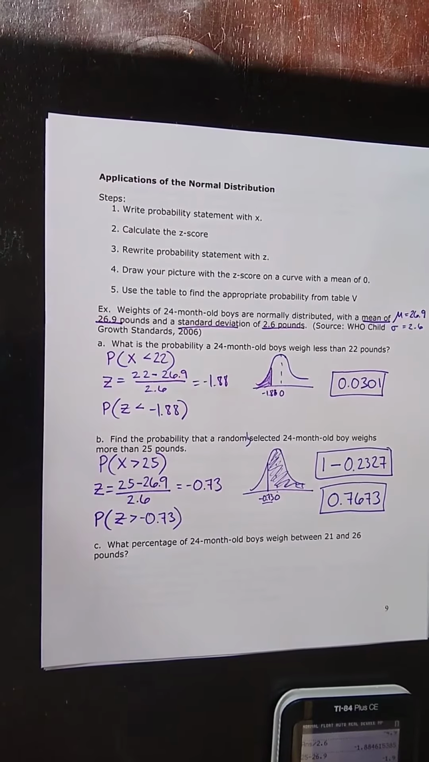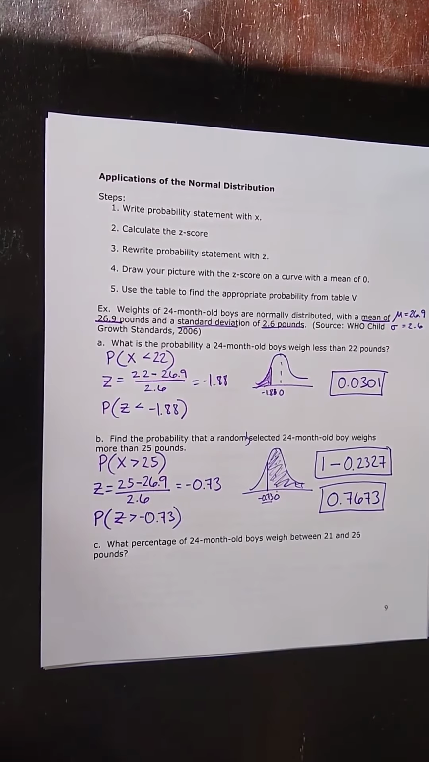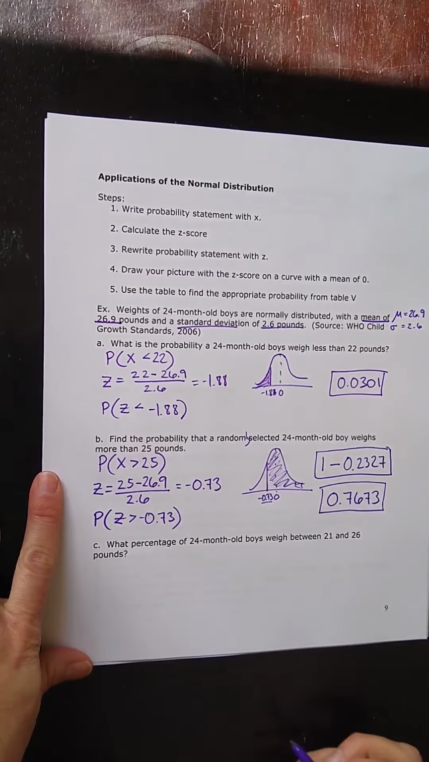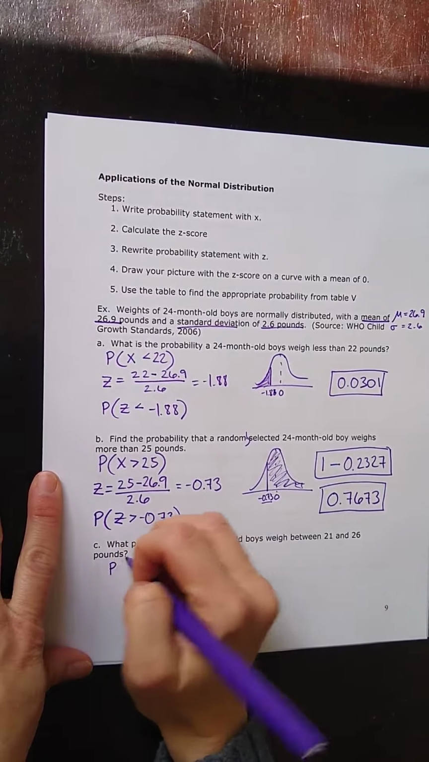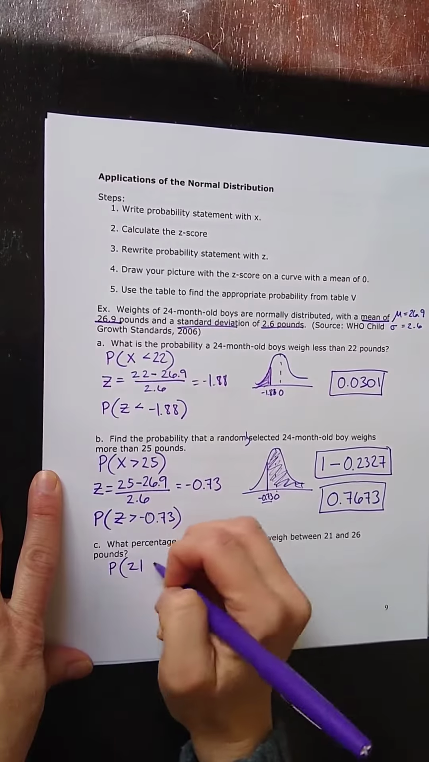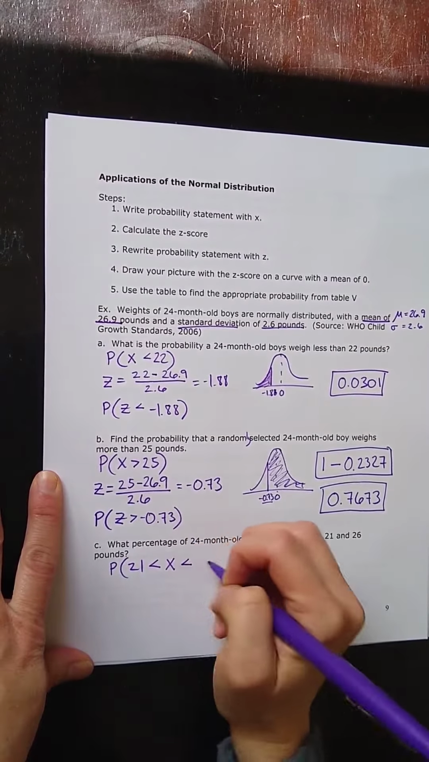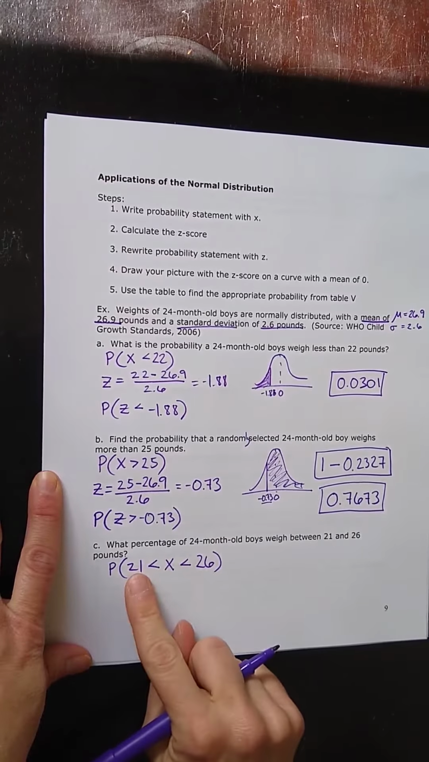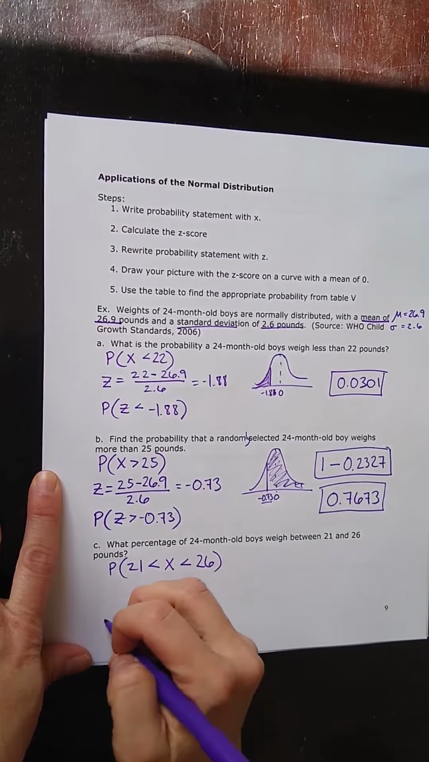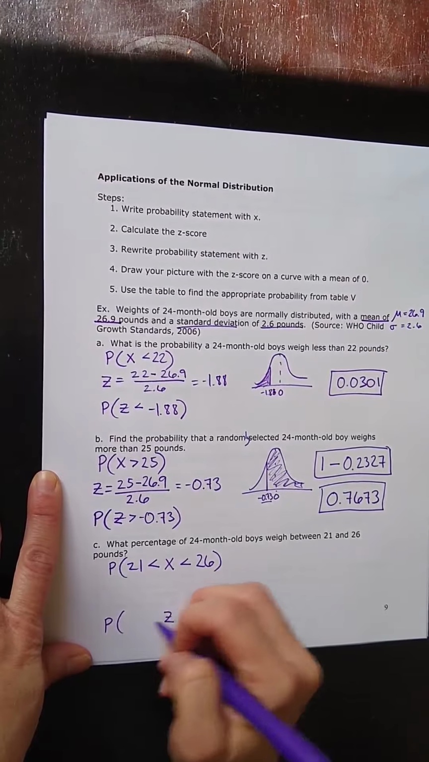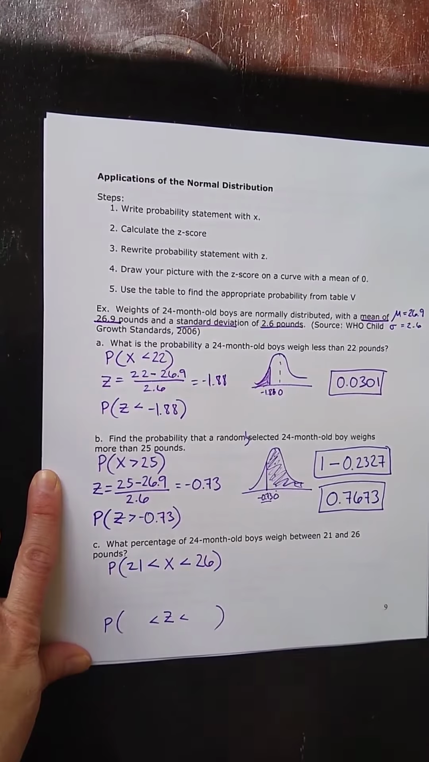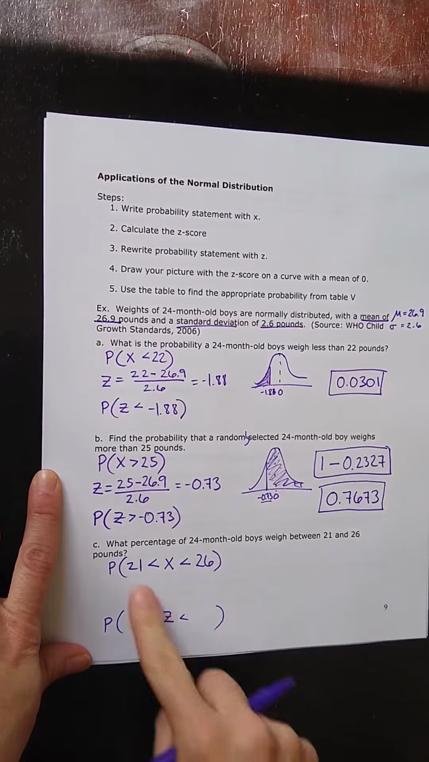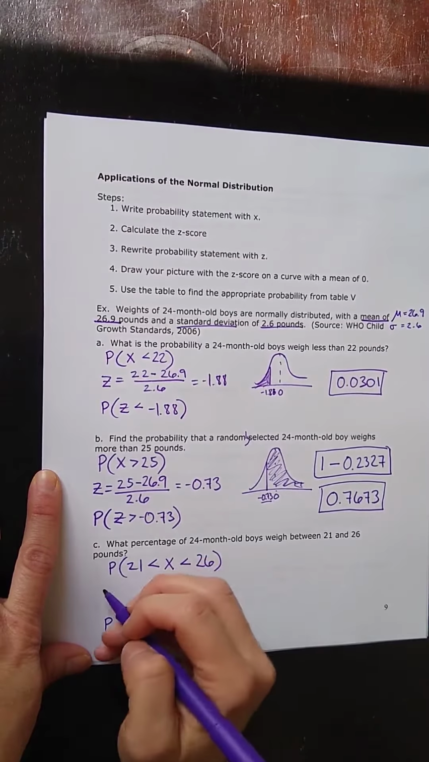And now, big shock, we've got a between question. What's the percentage of 24-month-old boys who weigh between 21 and 26 pounds? So 21 is the low value. 26 is the high value. These are x values. This is data that actually is coming from our question. We're going to turn it into one with z values, right? We need to turn these x's into z's. So we've got to find the z-score for each of these.